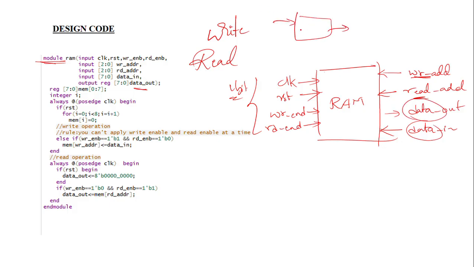What is the inside connection? If you want to connect something for a temporary purpose, you can take some memory. How can you take it? It's like an array format.